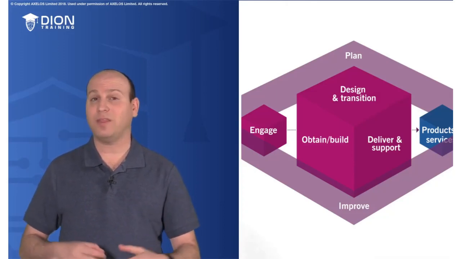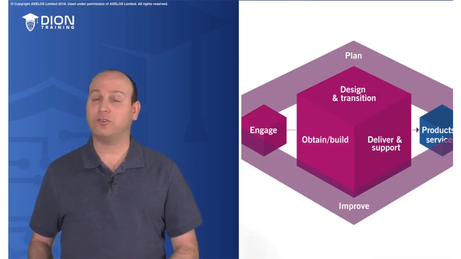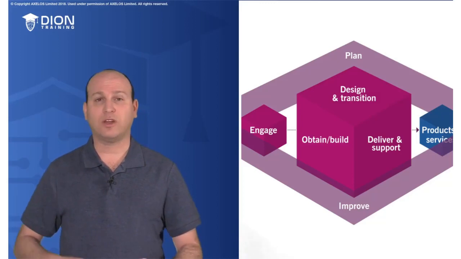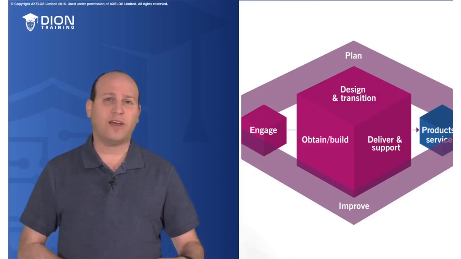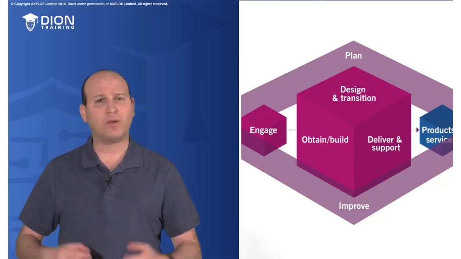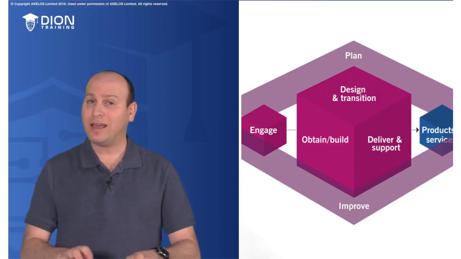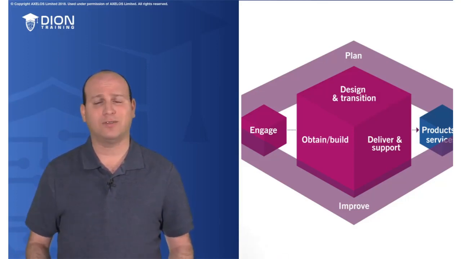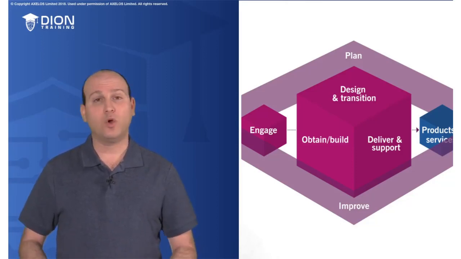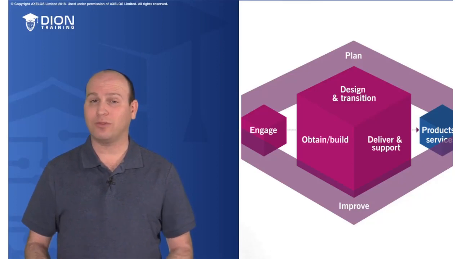Now, as we design the next video, that would go back to design and transition. As we're trying to film and edit that next video, that's obtain and build. But once we have it ready and you're ready to consume it, that becomes deliver and support. And the same thing works inside our IT services. If I'm building a new email server, that's an obtain build. Once it's out and you're using that email server, we're now in deliver and support.